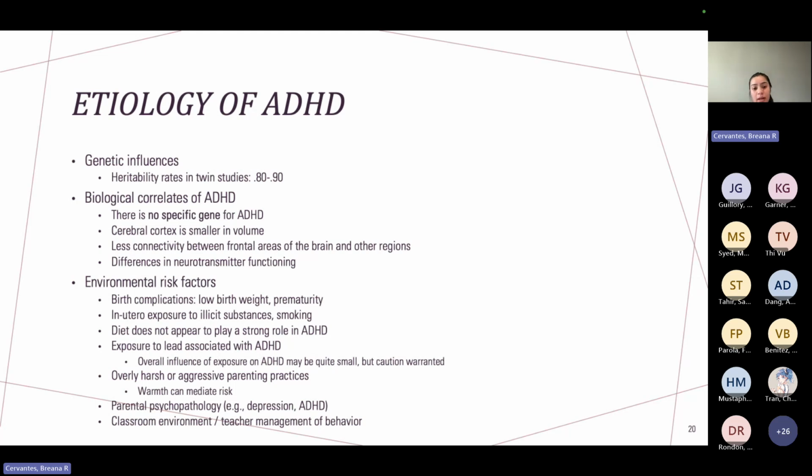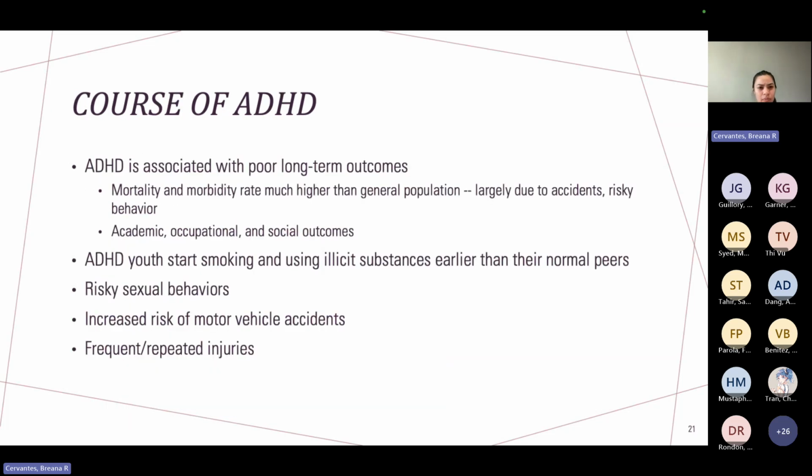Lead exposure. I think the most important thing here is the overly harsh or aggressive parenting practices. These more parent-child interactions are very, very important in ADHD, and especially in the maintenance of ADHD. So I think, okay, let's talk about the course, and I think we're going to get to treatment soon.